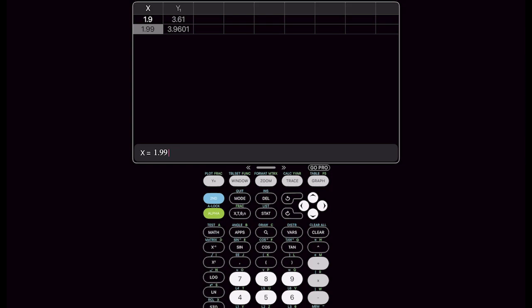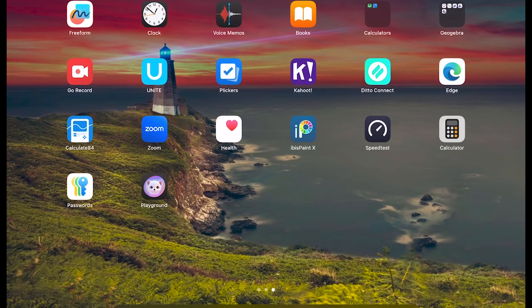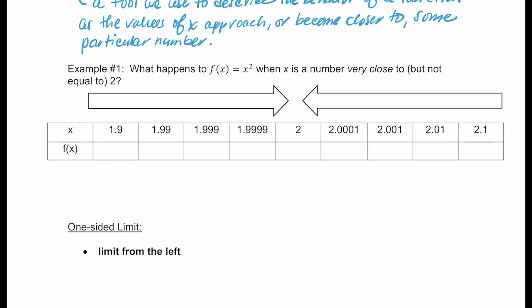Okay, and you would keep doing this for all of the values. And we're going to plug those into y equals. And these are the values that you should get. And you'll start to see some patterns as you're filling this in.